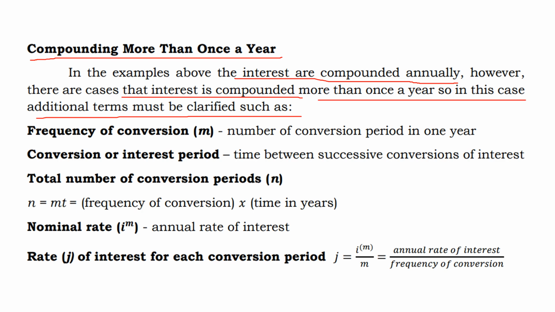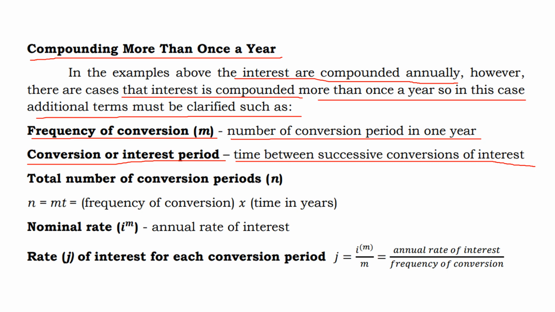Now, for us to clarify some additional terms from this compounded more than once a year. First thing is frequency of conversion M. So the number of conversion periods in 1 year. So your M now represents the number of conversion periods in 1 year. Next is conversion or interest period. So the time between successive conversions of interest. So meaning to say, if that is compounded quarterly, the conversion or interest period is every 3 months. So that's how we look for this conversion or interest period.